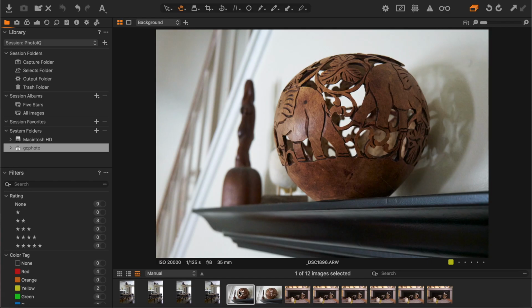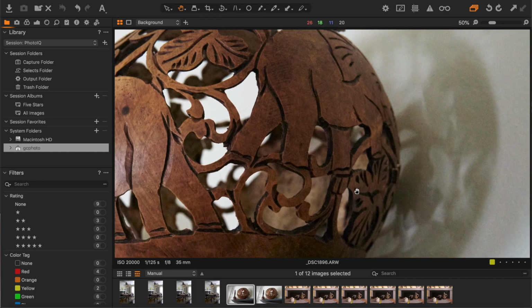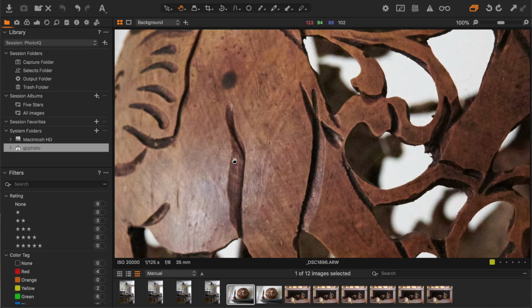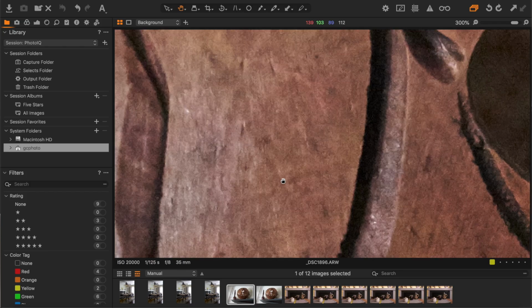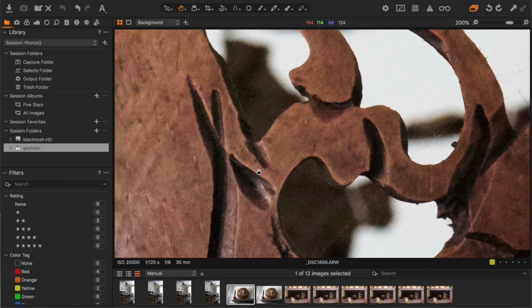So here's that previously mentioned carved coconut. If you zoom in here, this image was taken at a very high ISO, ISO 20000. You can see in the bright areas that the detail is actually pretty good. We can zoom in really close. We're at 300% here, and you can see it starts to get a little watercolory. The precision, the detail is not quite there. If we zoom out, it looks pretty good.